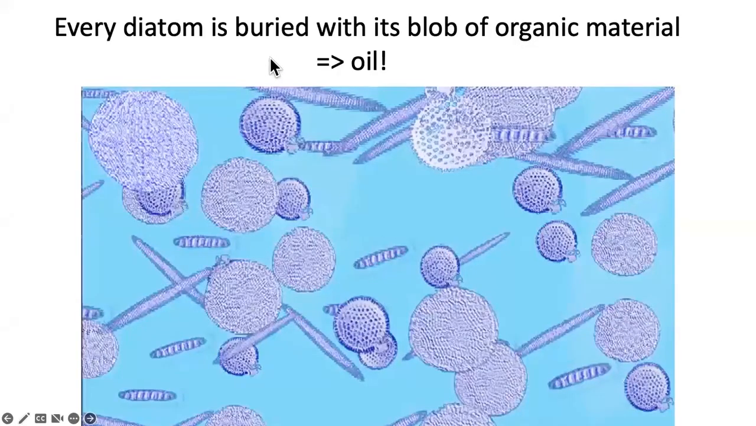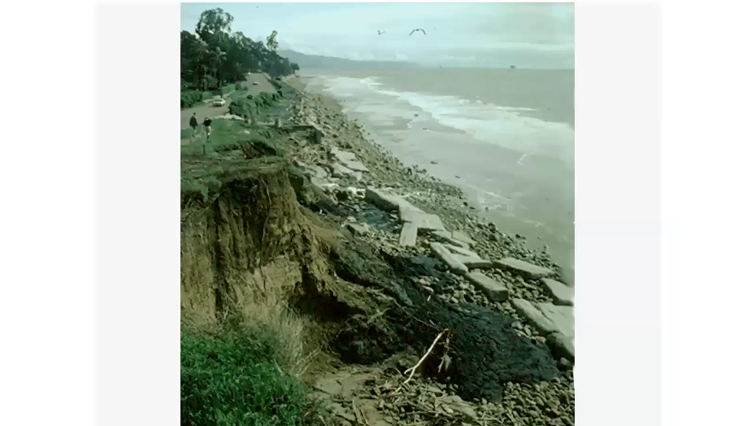There's more to this story, though, because every diatom was buried with its blob of organic material. And if you bury it and heat it up, it gets converted into oil. So the Monterey is actually the source of most of the oil in our region. You can often see it just seeping out of the cliffs, and all those blobs of oil on the beach, that's natural seeps coming out of the Monterey.